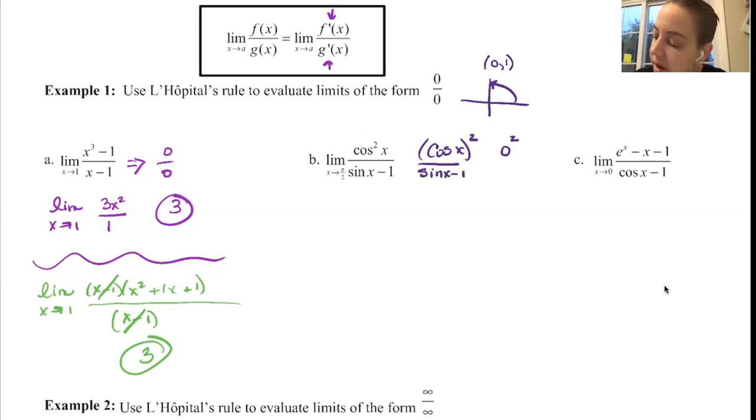Sine of x minus 1. Sine of pi over 2 is 1, minus 1. So this is 0 over 0. So it is indeterminate, which is good news. So now we can use L'Hopital's rule.